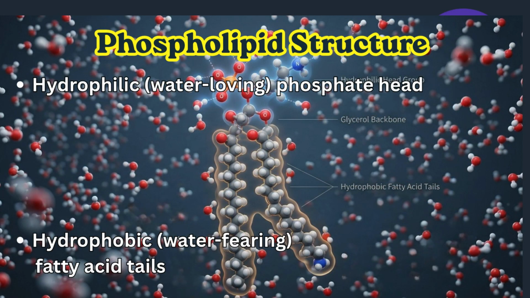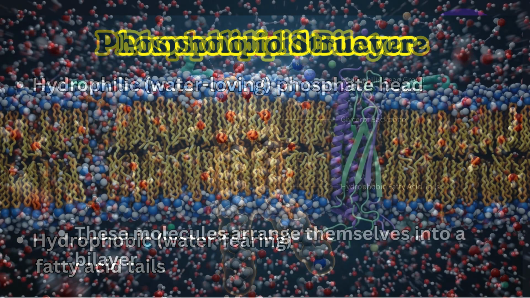Phospholipid structure. The membrane is mainly composed of lipids. Phospholipids consist of two parts, that is, a hydrophilic, water-loving phosphate head and a hydrophobic, water-fearing fatty acid tail.